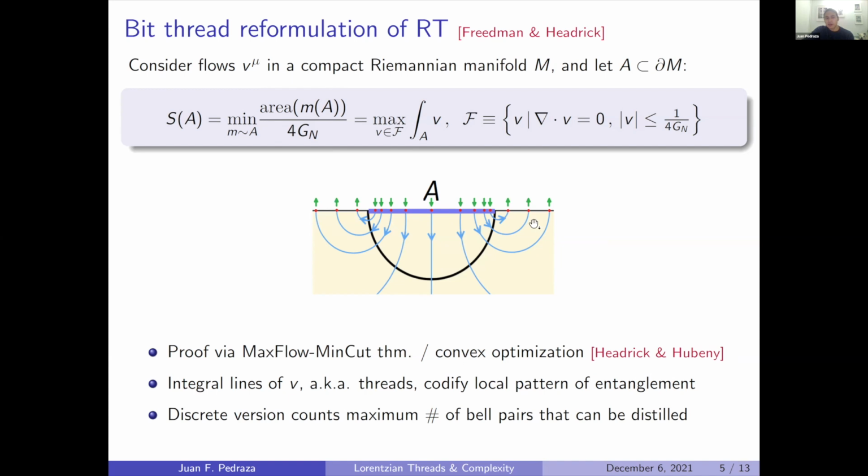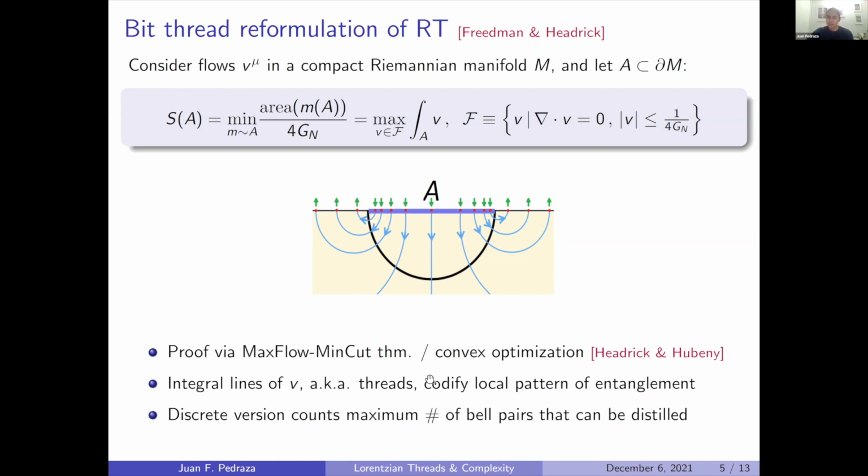What is insightful about this interpretation is that it offers a more fine-grained description of what this formula is telling us. So in particular, one of the properties about these flows is that, as I said, they are divergenceless. So this means that there are no sources in the bulk, rather the integral lines, which we call threads, must start and end at the boundary, right? So if you think of the discrete version of this problem, then this max flow is counting the maximum number of threads that connect the points or degrees of freedom inside the region of interest with the complement. So in other words, they are counting the number of Bell pairs that you can distill from the state.